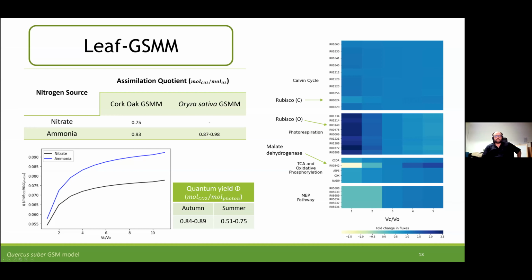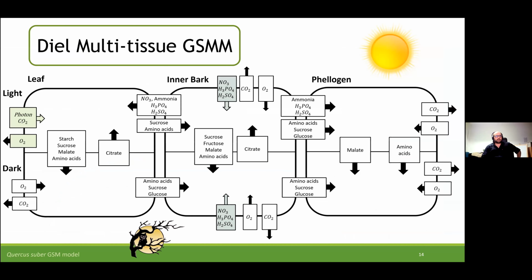Finally, we have the results of the Diel multi-tissue genome scale model. We show here the simulations that we performed. So the light and the photons and CO2 were fed to the model through the Leaf light model. And since we don't have roots in this specific model, we are feeding the nitrate and the phosphate and sulfate through the inner bark.